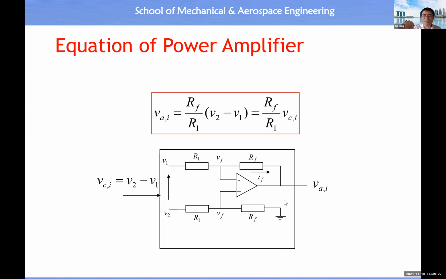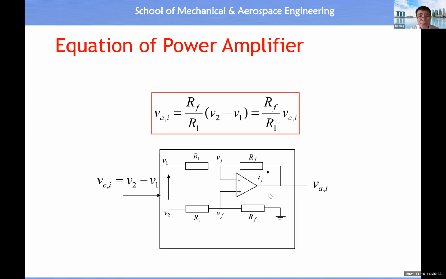Then you simplify it, and you should be able to get this very simple relationship. You see the output voltage is proportional to the difference of these two input voltages. Then we treat V2 minus V1 as the control signal to the amplifier. So we treat this as a static device. This is a typical example of a static system. There is no transient response.